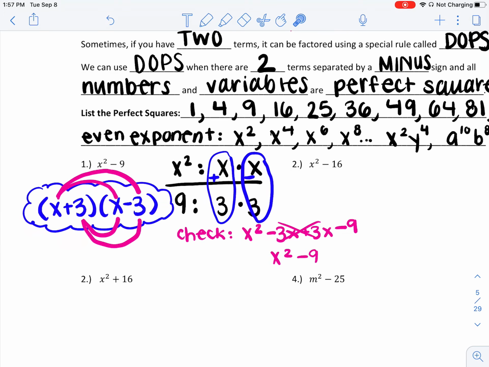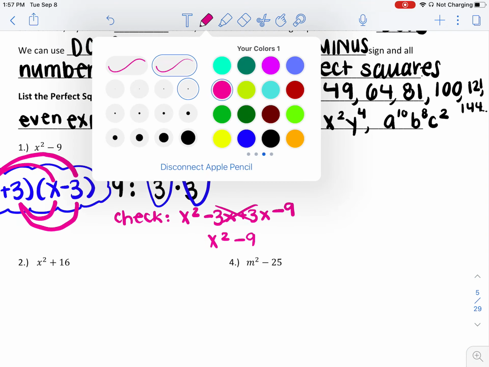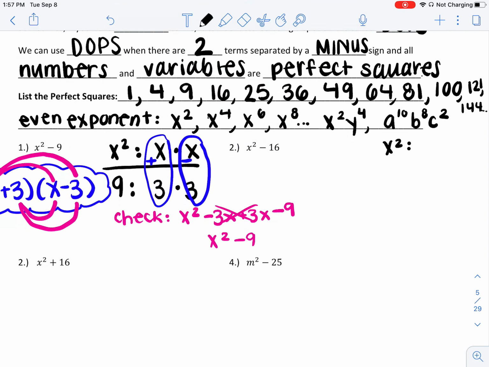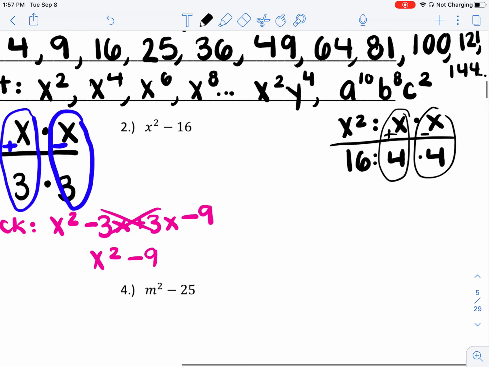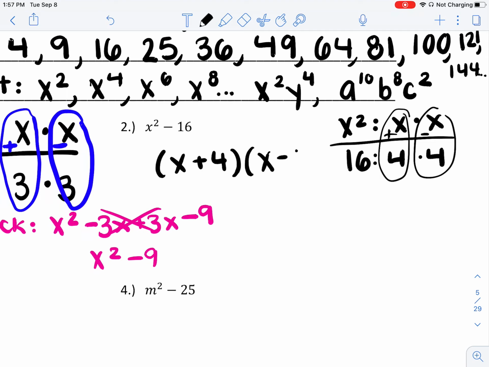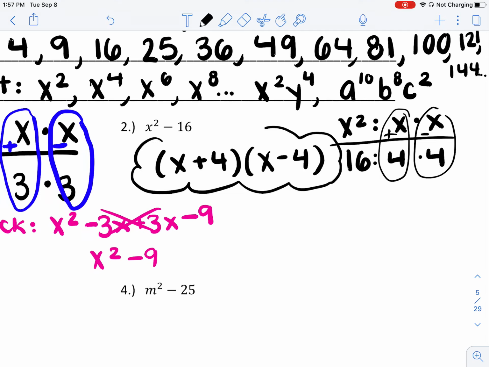That's what we need. So let's break down number 2. So I'm going to take the question, write it out. So I have x squared, then I have the minus sign. So I'm basically drawing one giant minus sign to separate. And then I have the 16. So x times x is x squared, and 4 times 4 is 16. So I can group them up. One of them gets the plus, one of them gets the minus. It does not matter if the plus goes first or if the minus goes first. You just have to have one with a plus, so x plus 4, and the other with the minus, so x minus 4. And there's your answer.